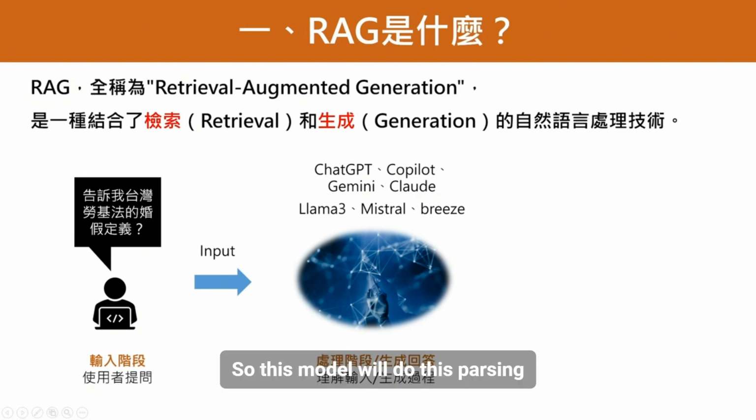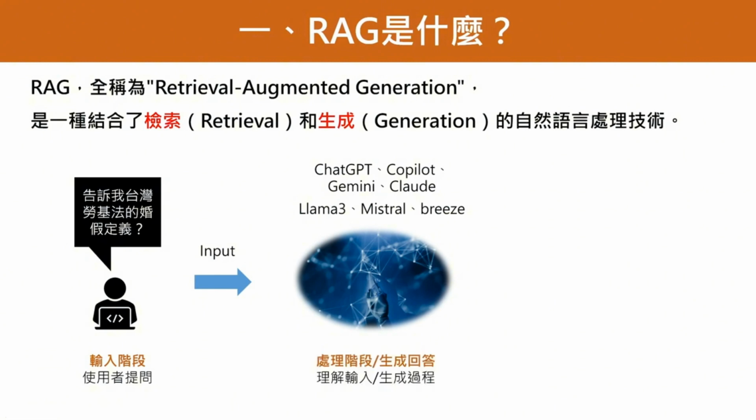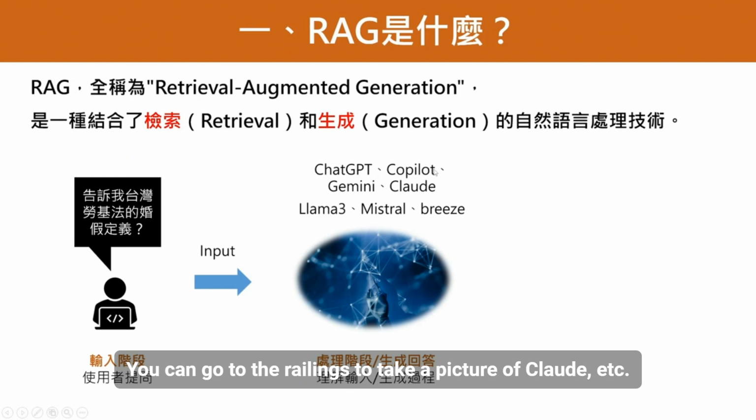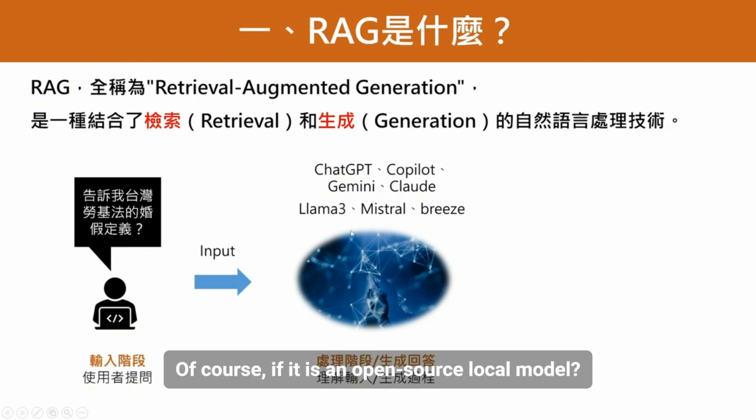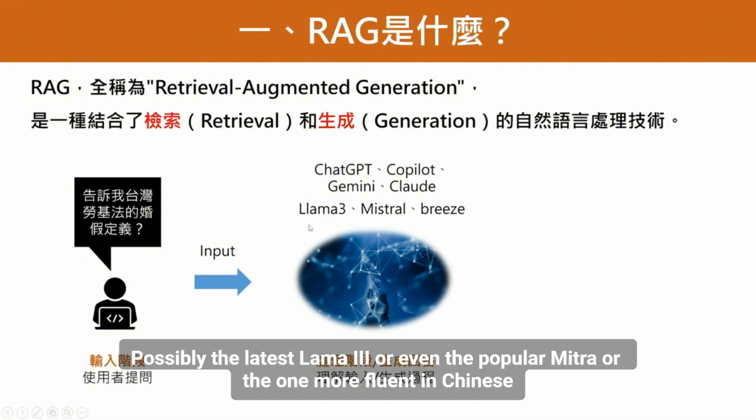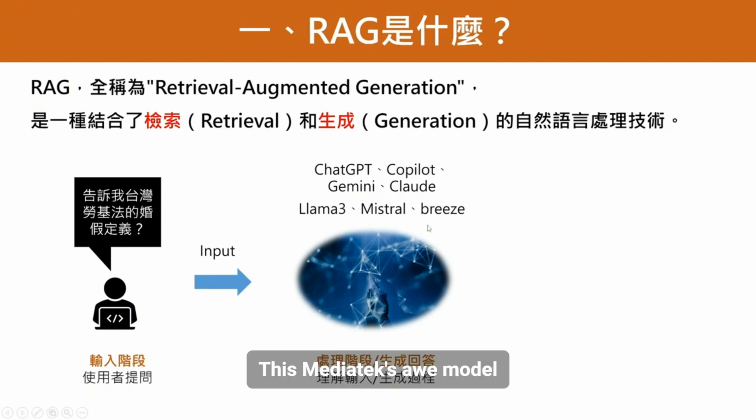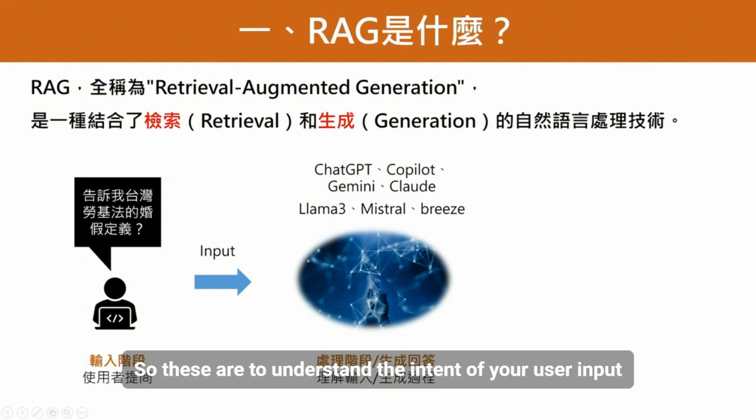So this model will do this parsing. And for this model, if we use an outside one, you can go to OpenAI, Claude, etc. Of course, if it is an open-source local model, possibly the latest Llama 3 or even the popular Mistral, or the one more fluent in Chinese, this MediaTek AI model. So these are to understand the intent of your user input.